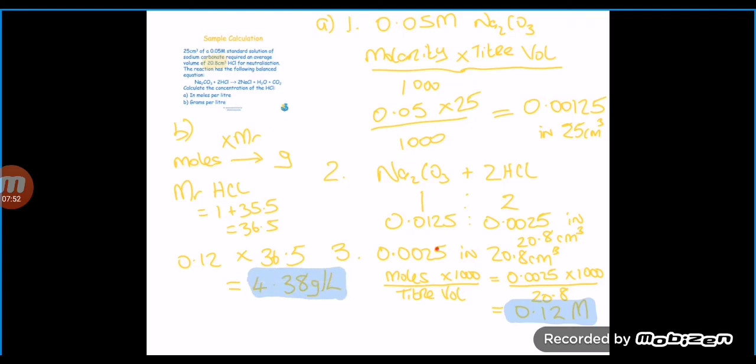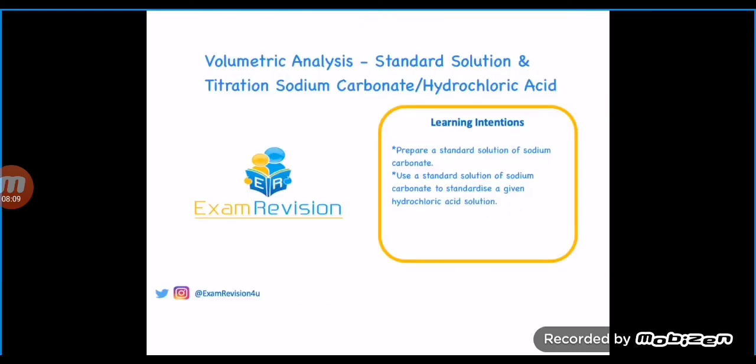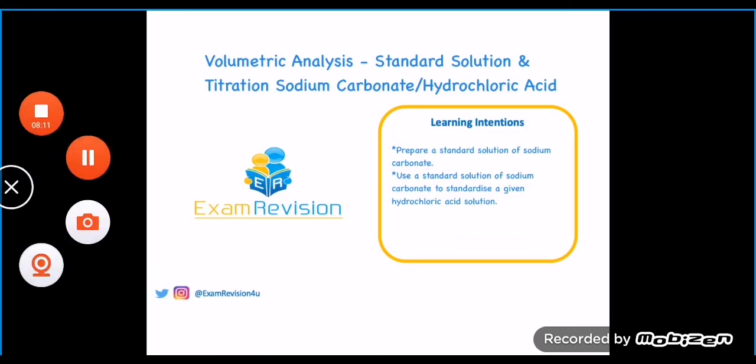So I do recommend that you go over this titration and go over this calculation to make sure you understand it, specifically part A here, as it involves using first principles, which is the way that I do recommend you complete titration calculations. So that's it for this video. Have a read over the learning intentions to make sure you understand everything we've covered.